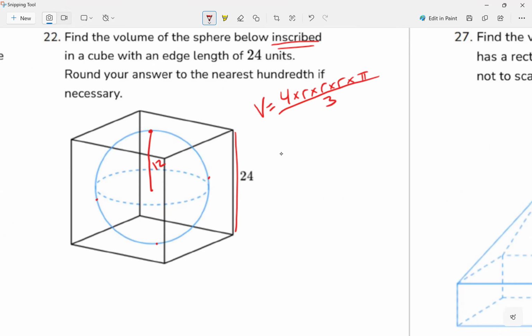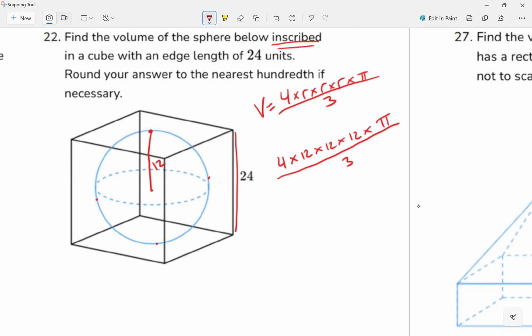So I'm just going to go 4 times 12 times 12 times 12 times, now in this case, let me use the pi symbol. You can use 3.14 to double check. I'm going to use the pi symbol, and all of this is divided by 3. I'm going to type it in like this. On the calculator I gave you guys in Canvas, you can type it in as a fraction. So it is fine, you can type this as a fraction. So again, I'm going to use the pi symbol.